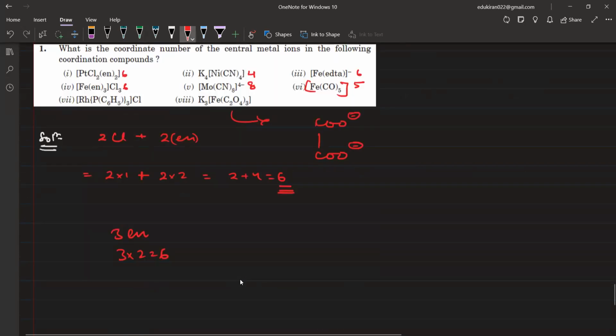Okay. So it is going to be 3. C2O4 whole thrice. C2O4 is going to be what? 3 into 2. That is equal to 6. Please see if these are correct or not.